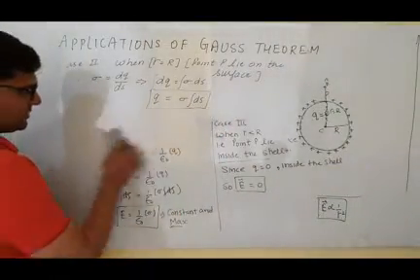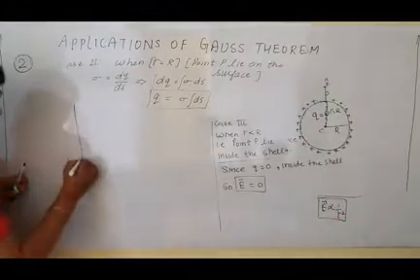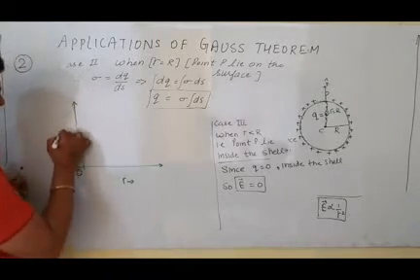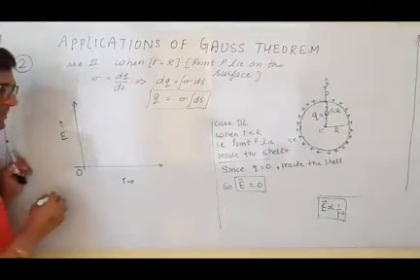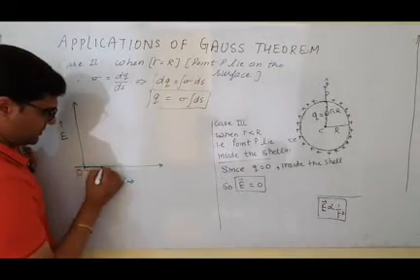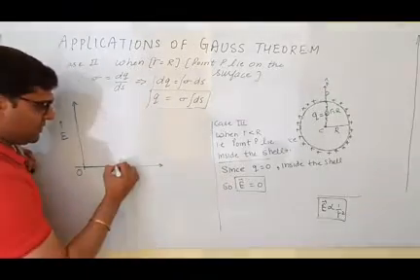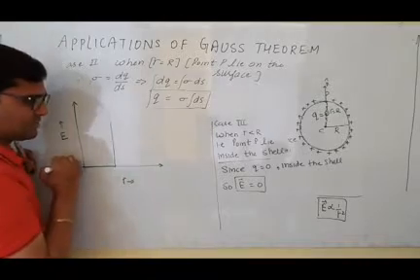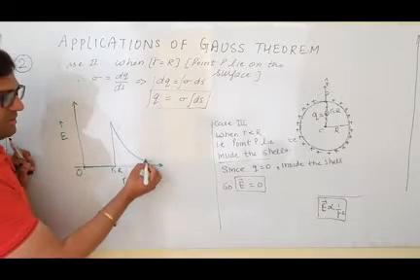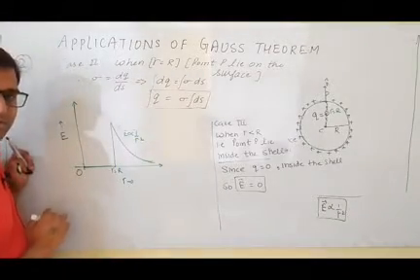In this regard, we can plot a graph. One axis represents distance and the other represents the magnitude of E. From the center to before reaching the surface, E becomes 0. As we reach the surface, it becomes maximum at r equals R, and after this it tends to 0. So this is the graph.